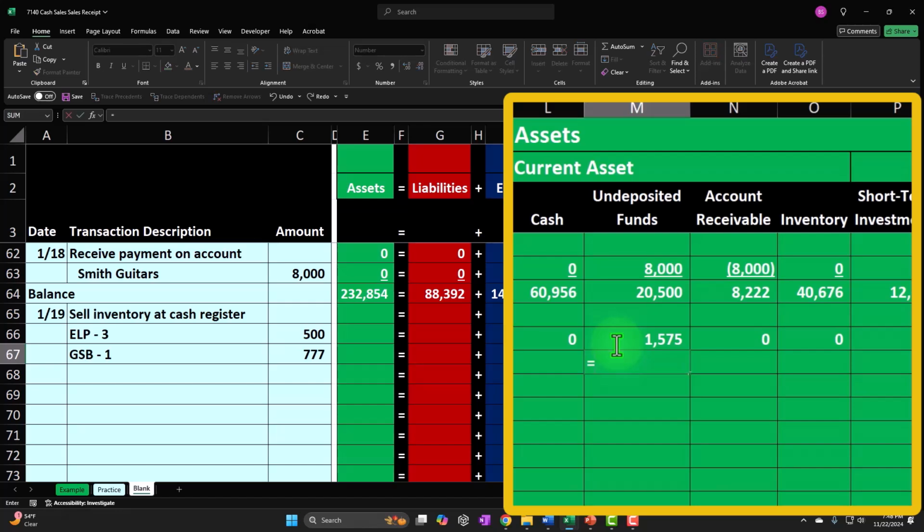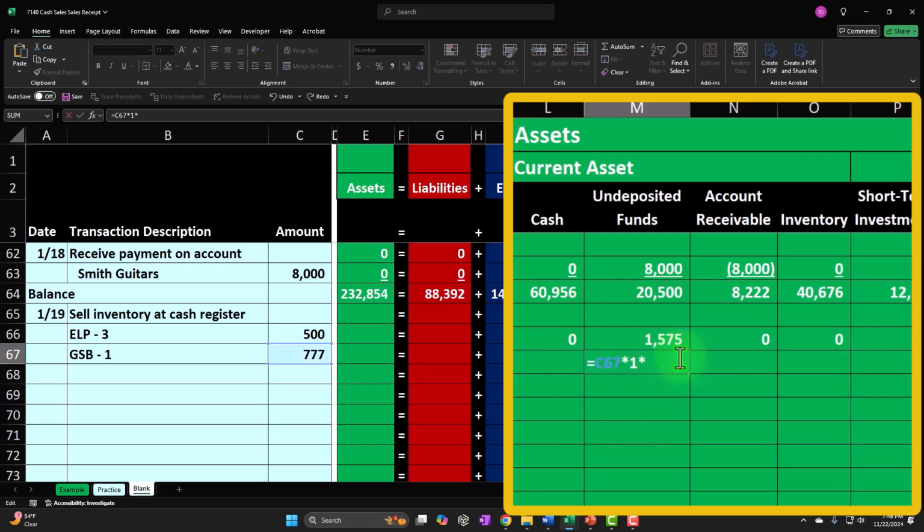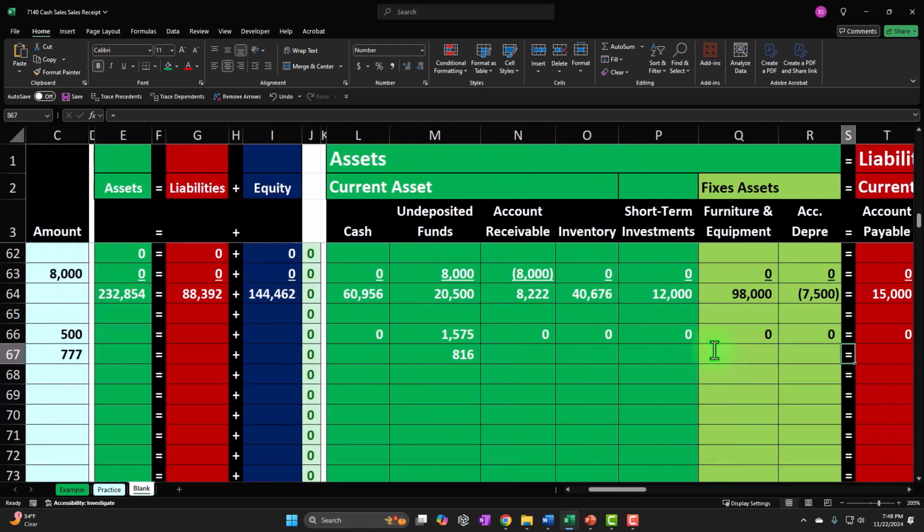All right, so let's do this for this one, 777. We got one of those, so just times 1, and then I've got to take that whole thing and multiply it times the sales tax, which is 5%, so 100%, 100.05, 105%. That's 816 we need to collect on that one.